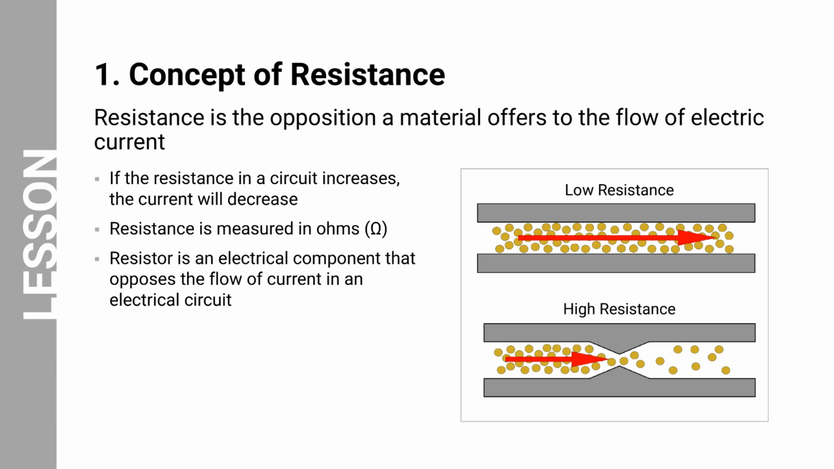Resistance is measured in units called ohms, represented by the Greek letter omega. A resistor is a component that opposes the flow of current in an electrical circuit. Resistors can be used to limit current, divide voltage, or generate heat. Resistance is a critical factor in BEVs as it affects the efficiency of the electrical components, such as motors and batteries, and influences the range and performance of the vehicle.